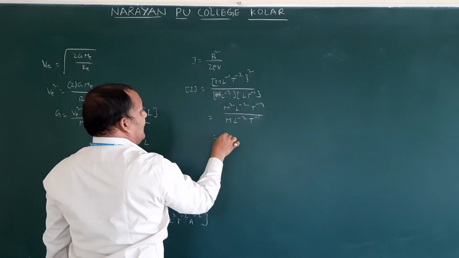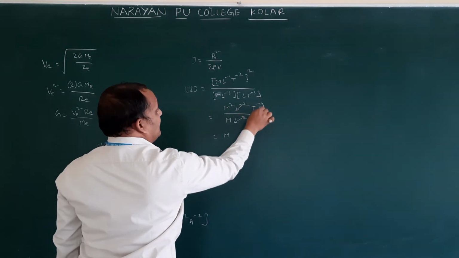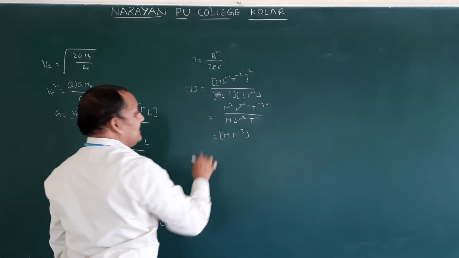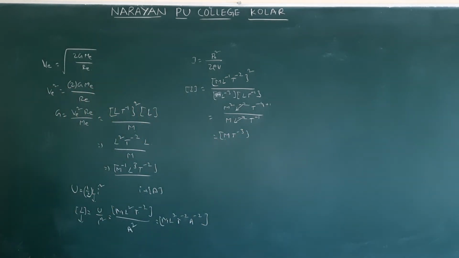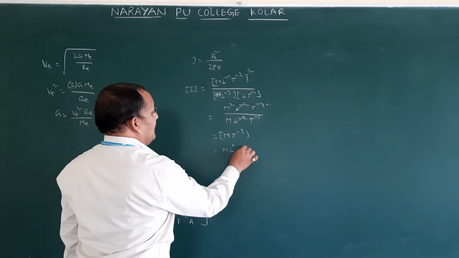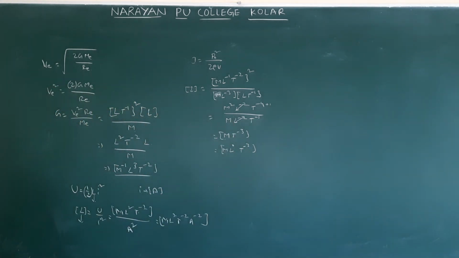One M will be cancelled. M L power minus 2, L power minus 2 will be cancelled. This minus 4 plus 1, so T power minus 3. So M T power minus 3. So option 3. They gave M L power 0 like this: M L power 0 T power minus 3. So option 3 is the correct answer. Eighth one we are not discussing, n, e, mu, you don't know all those.